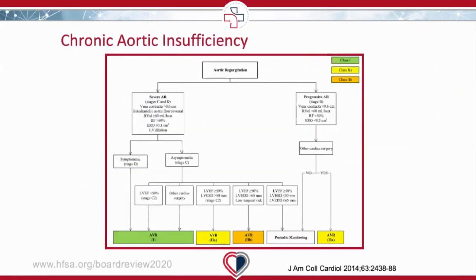So a couple of slides just on chronic aortic insufficiency. I think the bulk of the questions are probably going to be around low flow, low gradient aortic stenosis and functional mitral regurgitation. But I could see a stem where a patient has an EF of 30% and chronic AI, and it is indeed a class 1 indication to proceed with aortic valve surgery.